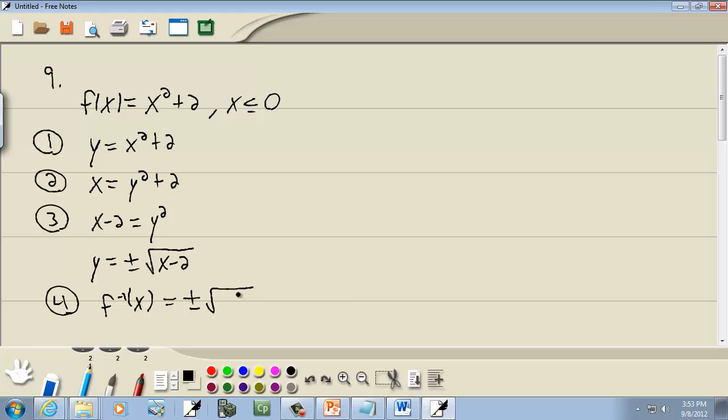That gives us plus or minus square root of x minus 2. There's a problem with this. Step 5, make it 1-to-1. We cannot have a plus or minus before square root of x. So we have to somehow make this 1-to-1. Usually your graph is going to be your easiest way to do this.